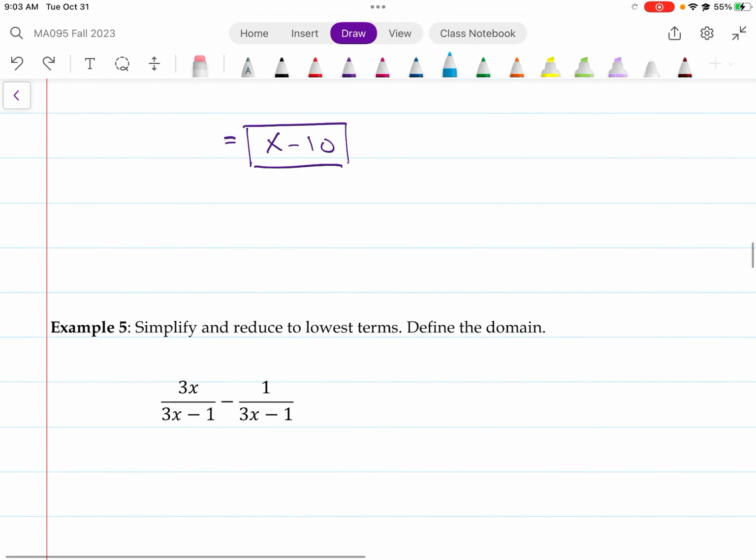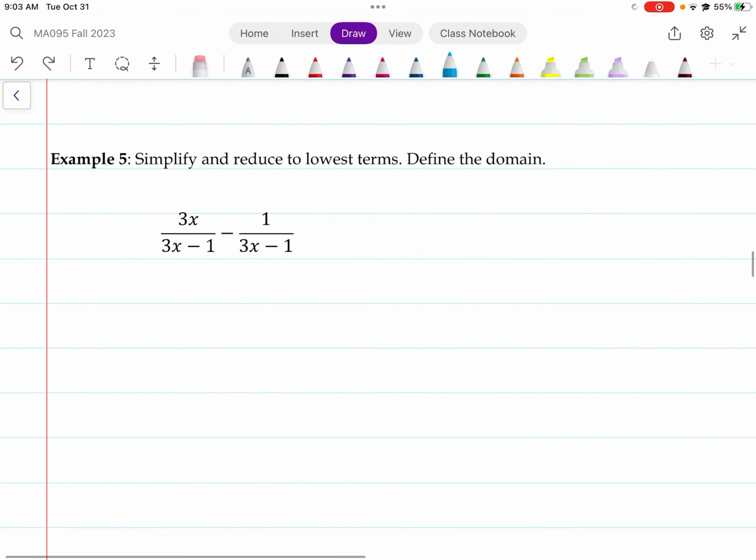All right, so let's move on to the next one. See if you can try that one. And don't forget to go ahead and define the domain this time. All right, so we get on the top 3x and then the minus 1. And oh, look on the bottom, 3x minus 1. So I get an answer of 1, right? Because everything cancels. 3x minus 1 over 3x minus 1, it cancels out.